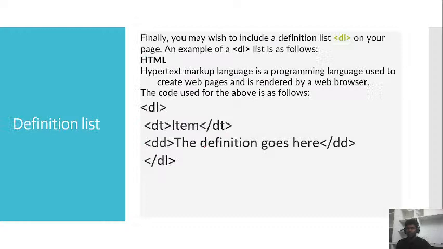And then while coming to the definition list, this is what we just discussed, right? So HTML stands for Hypertext Markup Language. It is a programming language used to create web pages, and is rendered by a web browser. Okay, so this is how you are going to view it. So for the heading you are going to give this DT, and for the definition you are going to give the DD. Okay, so by default you are going to use this DL for the definition list. Hope you people are clear with the list.